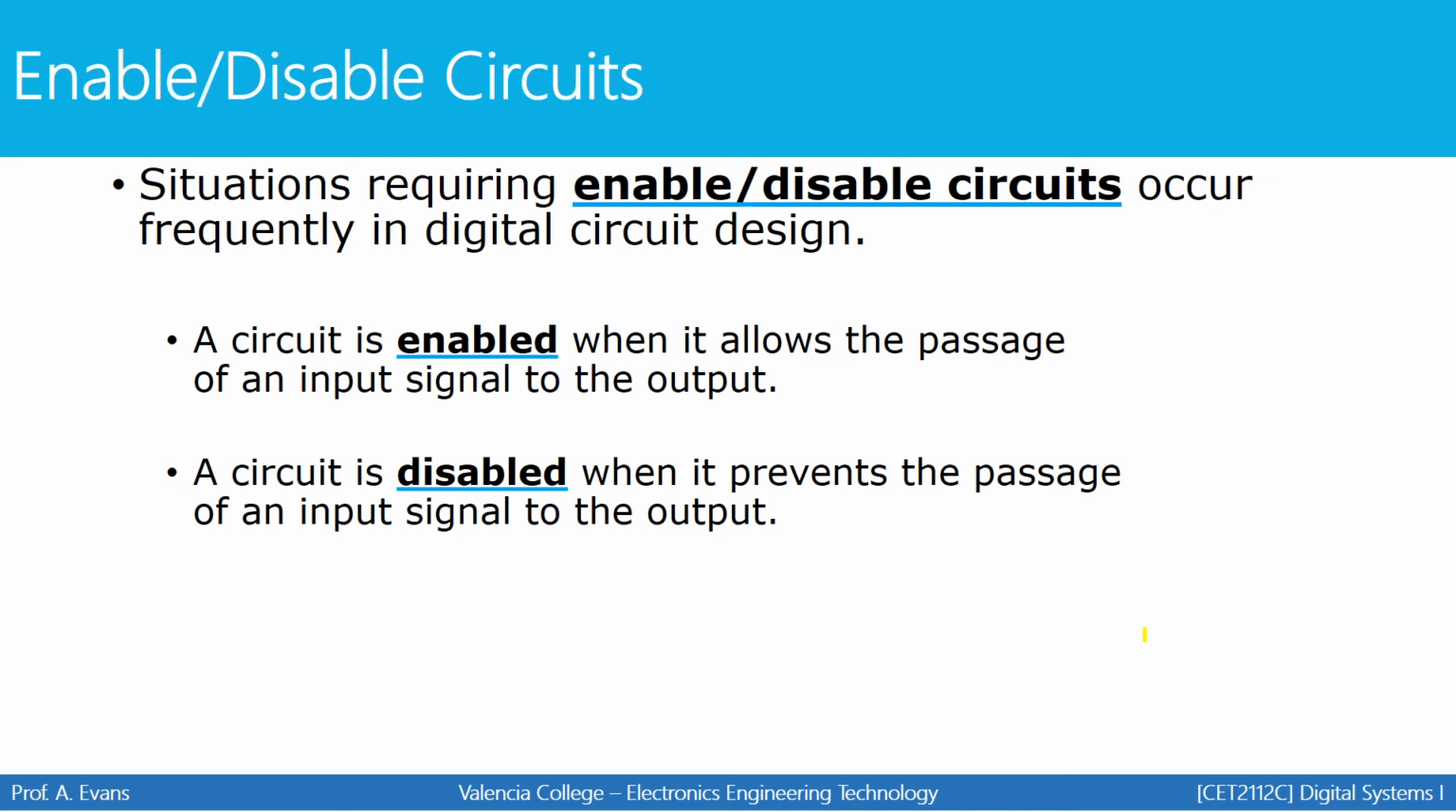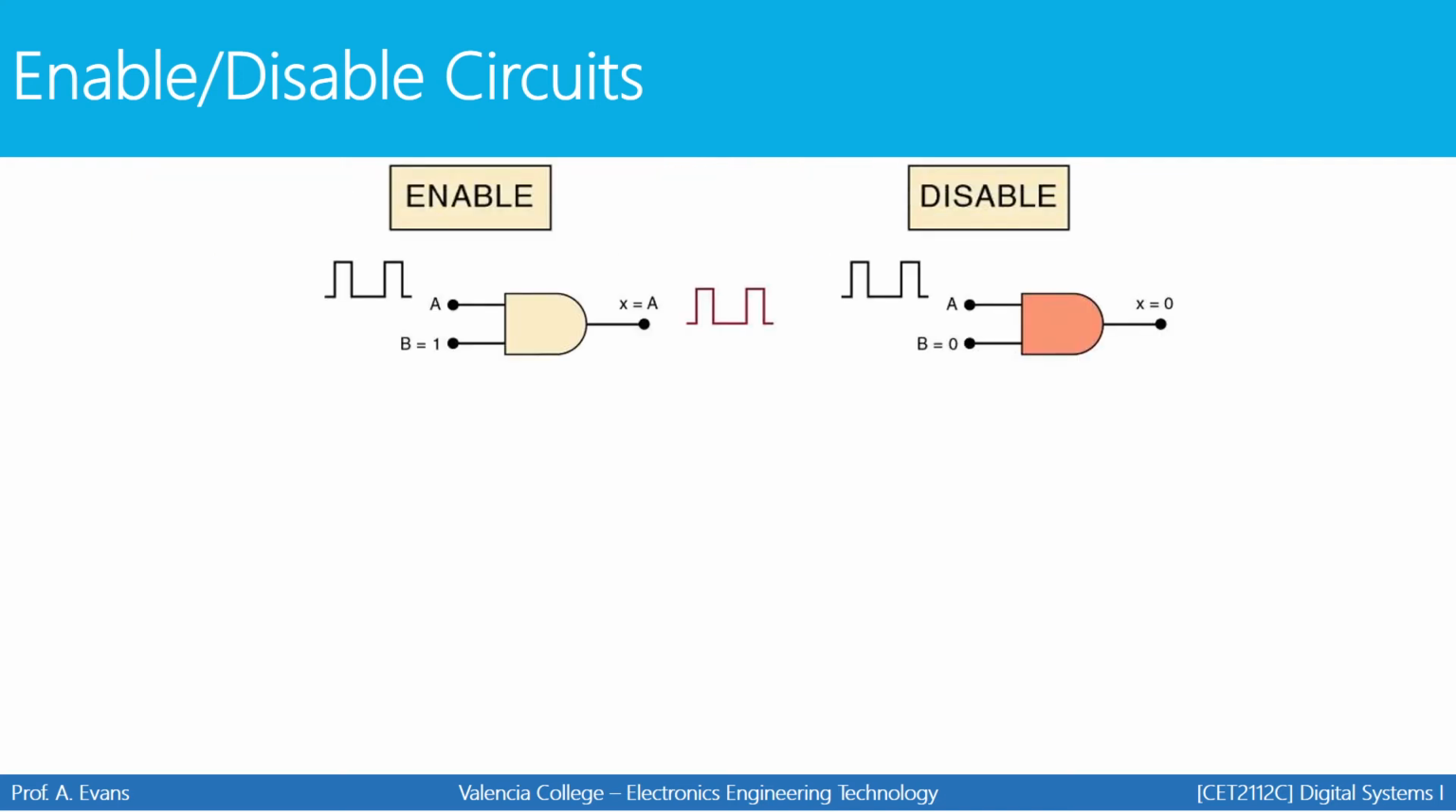Next, we're going to talk about enable and disable circuits. And these situations occur very frequently in digital circuit design. Imagine a time when you want to enable a signal to pass, and you might want to block a signal from passing. We call a circuit enabled when it allows the passage of an input signal to the output. We call a circuit disabled when it prevents the passage of an input signal to the output. And when we say an input signal, we're going to think of a signal that's changing over time, not something that's always high or always low.